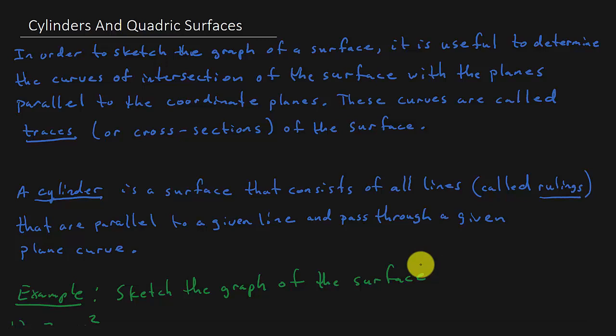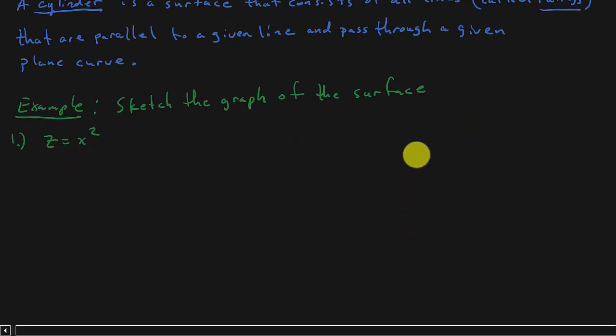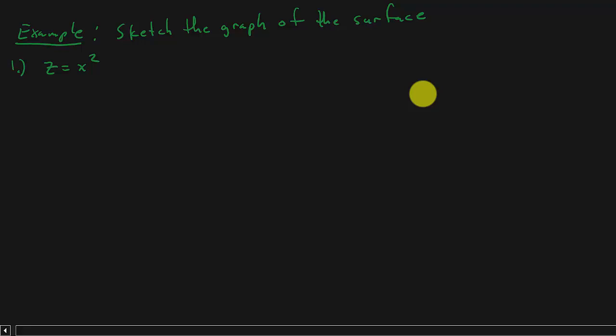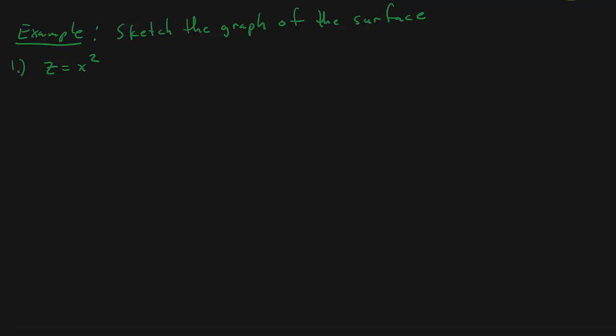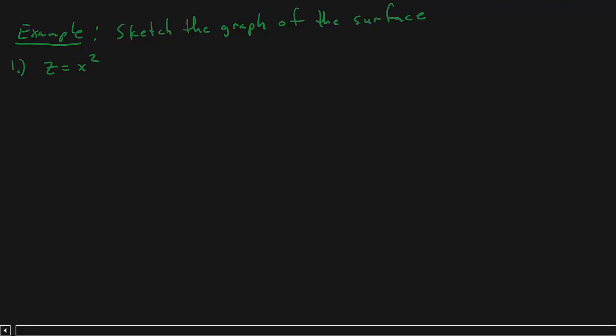Alright, so let's get started. Sketch the graph of the surface z equals x squared. We notice here that there's no y value. What this means is y is arbitrary. It can take on all values. And z equals x squared is a parabola, and it's going to be a parabola in the xz plane.